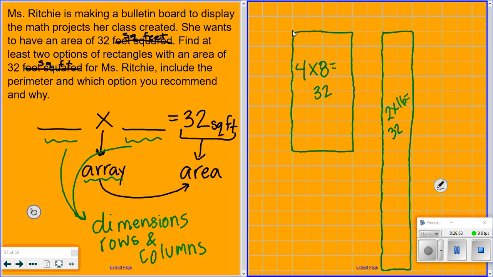All right. We're going to cut out both of these and glue them underneath where we have just written that our area is equal to our array. So go ahead and cut those out, please.